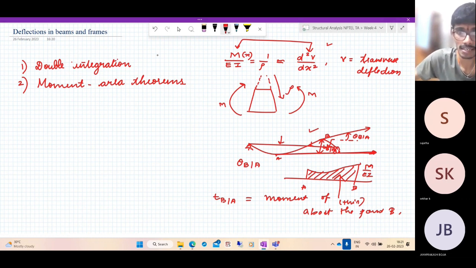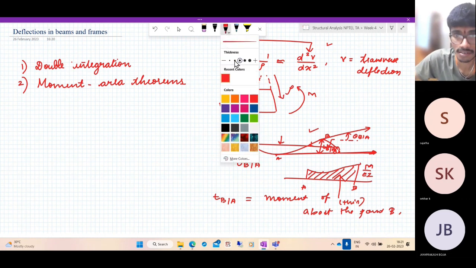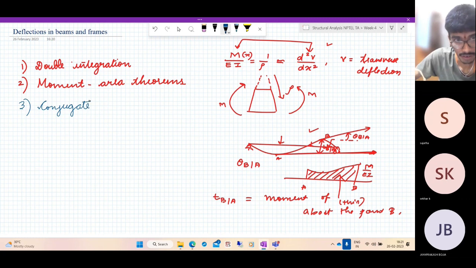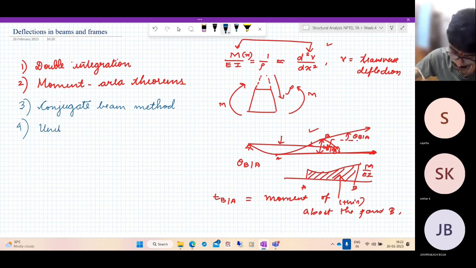Now today we are going to look at a third method, the conjugate beam method, and the unit load method.